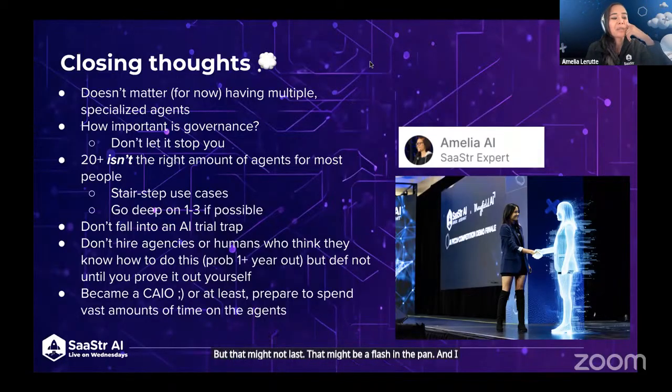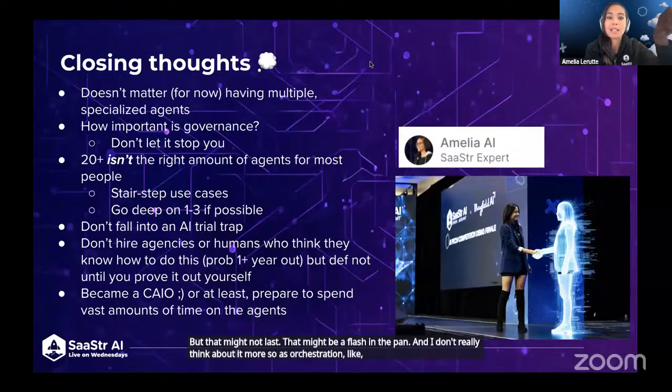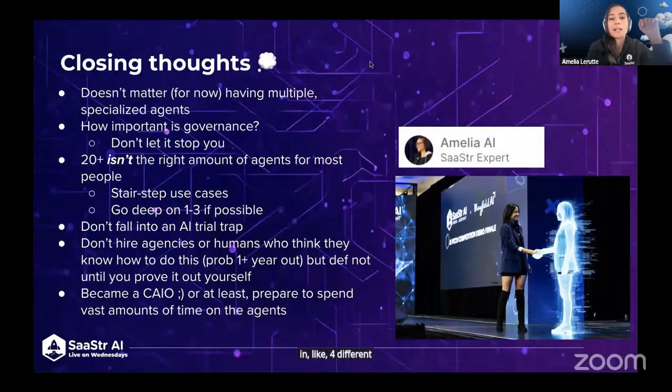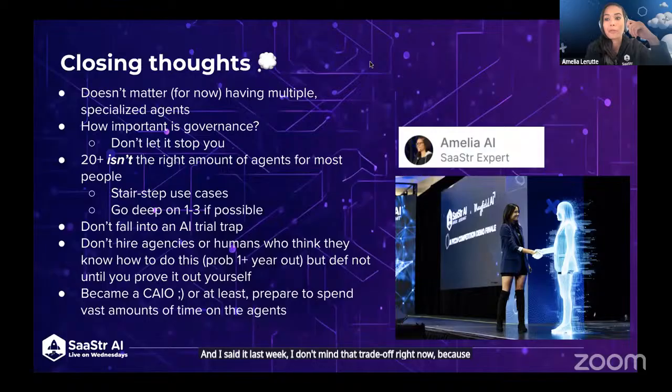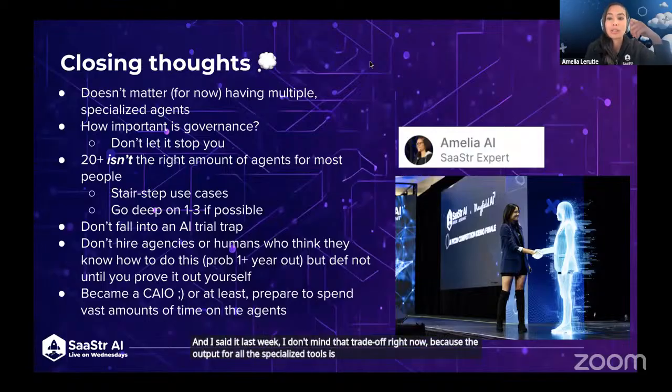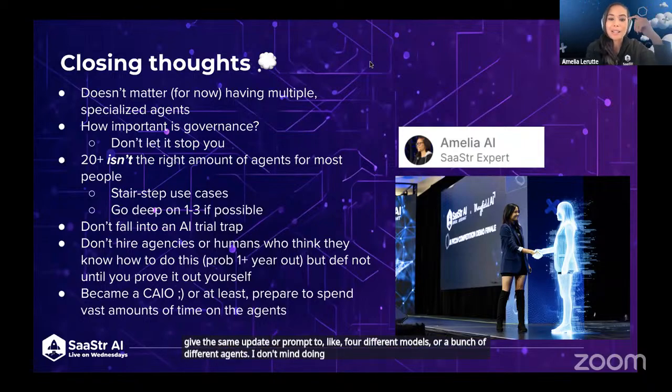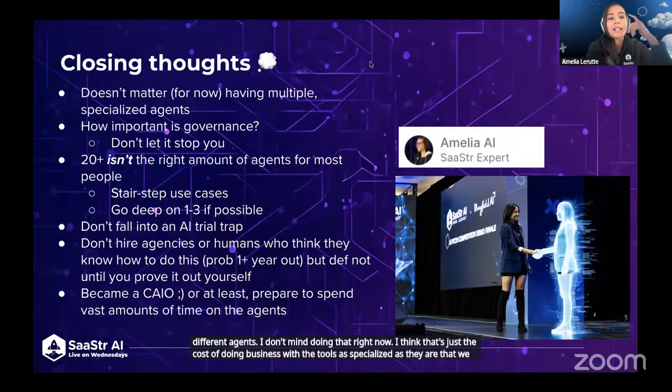And I don't really think about it as orchestration. There are certain things I have to do in four different platforms right now. And I said it last week, I don't mind that trade-off right now because the output from all the specialized tools is just so good that it's worth taking the time to sometimes give the same update or prompt to four different models or a bunch of different agents. I don't mind doing that right now. I think that's just the cost of doing business with the tools as specialized as they are. So I don't really think about orchestration that way.